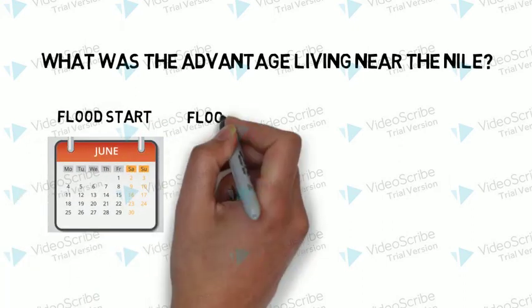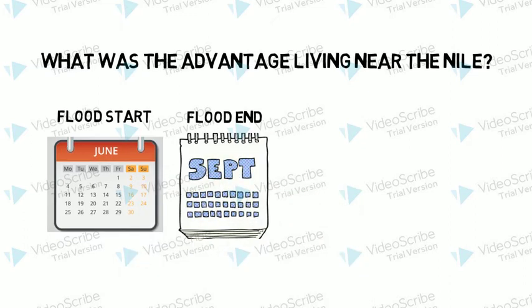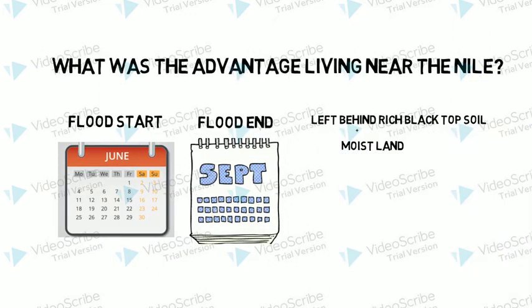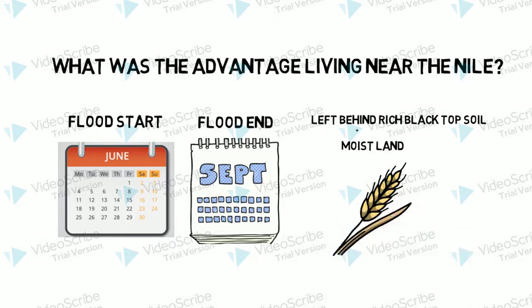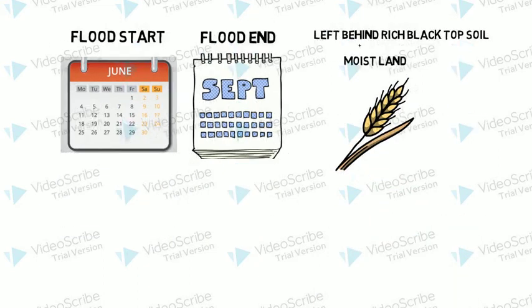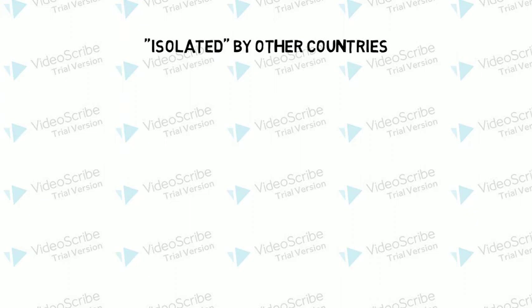The advantage of living near the Nile was the wet land. The Nile floods in June during the rainy season and ends in September. They leave rich black topsoil for farming to get crops.